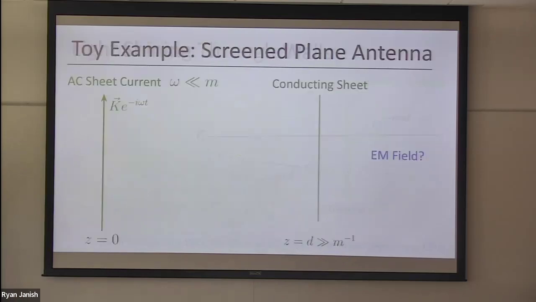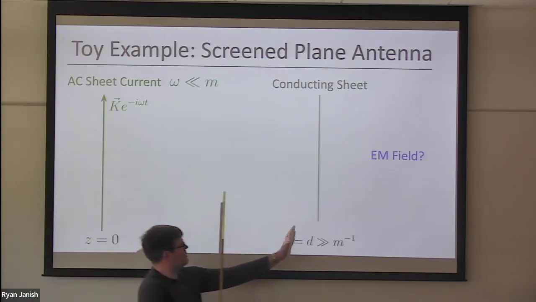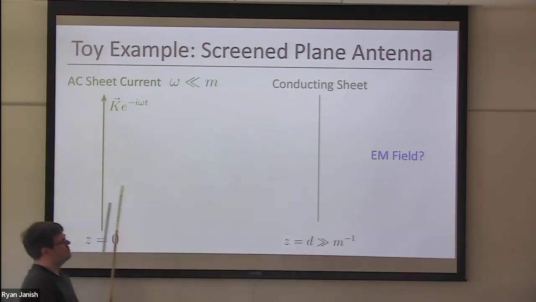Okay, good. Let's be serious, but not too serious. This is a toy model. This is a question I want to ask. Suppose we have a sheet of current, a nice simple toy model. We have a planar AC sheet current. We know what would happen in ordinary E&M: this would radiate some plane wave. Now let's put our wall here. Let's take a conducting sheet, an infinitely thin perfect conductor right here.